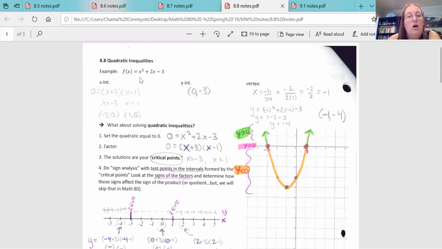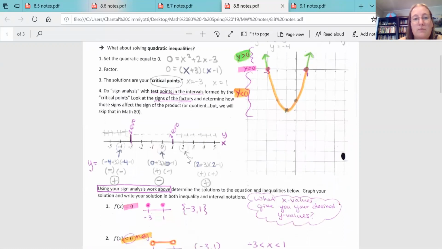Just to make everything come together and see how everything's interconnected, I have the x-intercept, y-intercept, and vertex calculated here. Great practice as well, and it allowed me to graph my parabola. But now, for this 8.8 lesson, I'm looking really at inequalities.